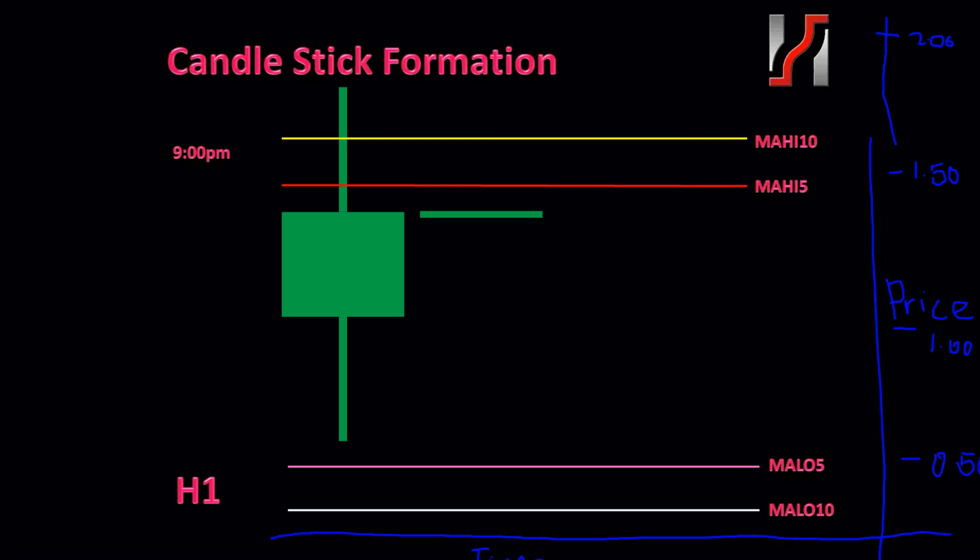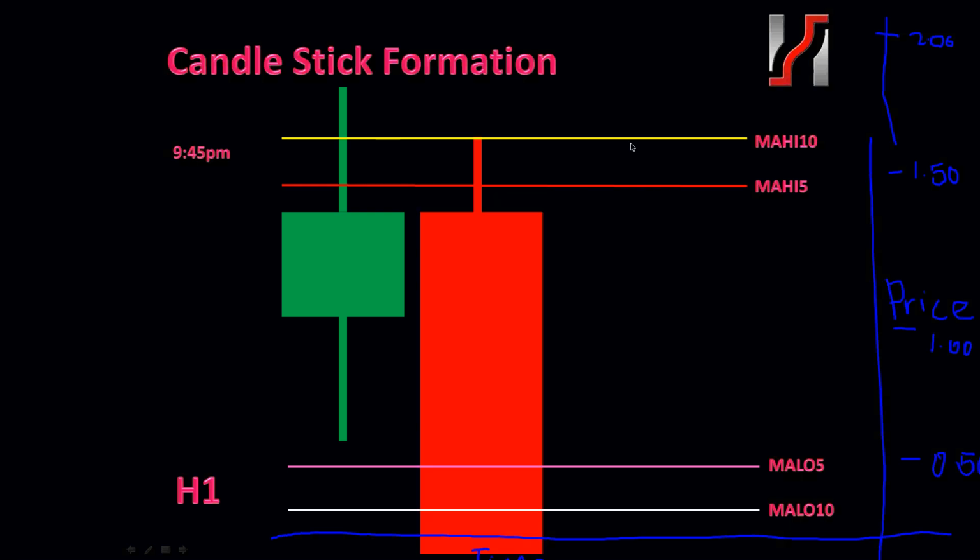Okay, so now let's talk about this new candle here. It opens at exactly where the initial candle has closed. After 50 minutes, it went back up to MAI 5 and MAI 10, and then another 30 minutes at 9:45, it fell down to MALO 5 and MALO 10, breaking those two lines over there. And finally, at 10 p.m., it registers below MALO 10. So what it means here is that this candle has managed to break through MALO 5 and MALO 10.